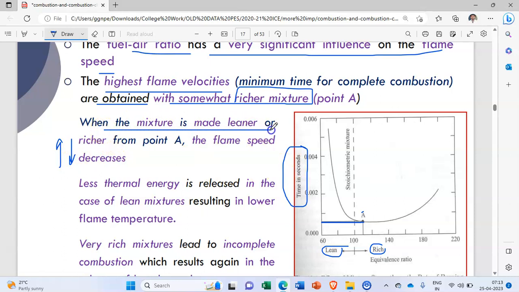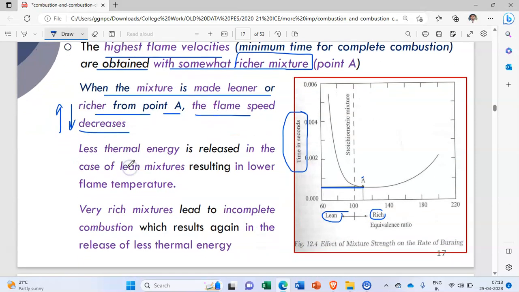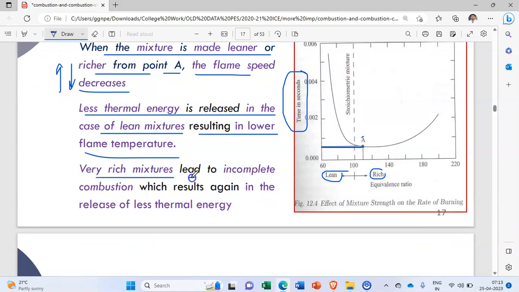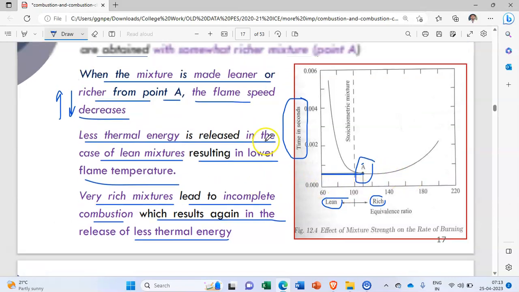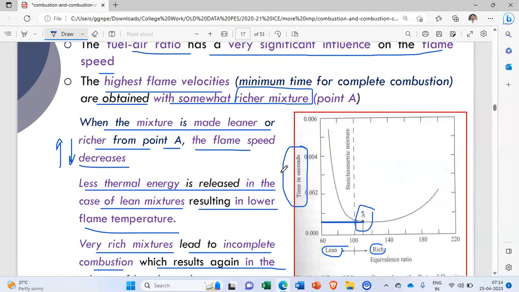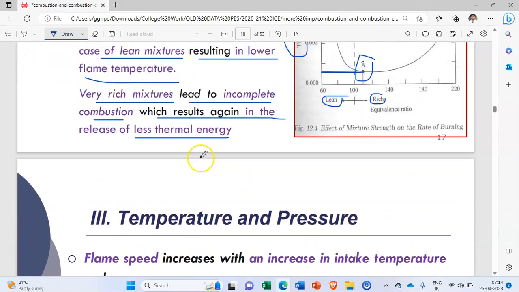When the mixture is made leaner or richer from the point A, the flame speed decreases. Less thermal energy is released in the case of lean mixtures, resulting in lower flame temperatures. Very rich mixtures lead to incomplete combustion, which again results in the release of less thermal energy. So we have to provide an optimum value of the richness or the leanness of the air fuel mixture. Just remember, a slightly richer mixture can be helpful to increase the speed of the flame inside the combustion chamber. So this is the second parameter.